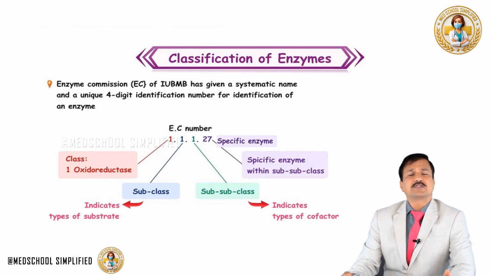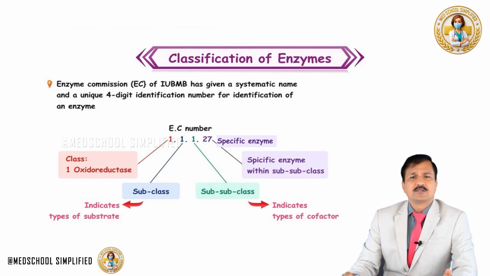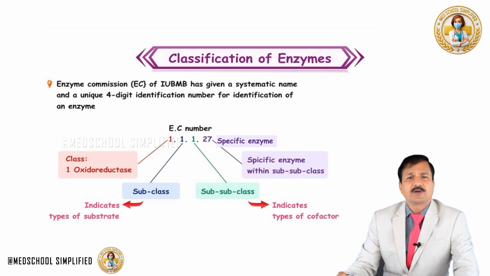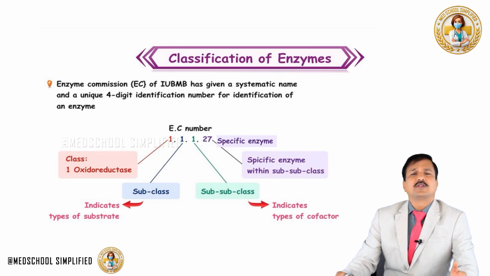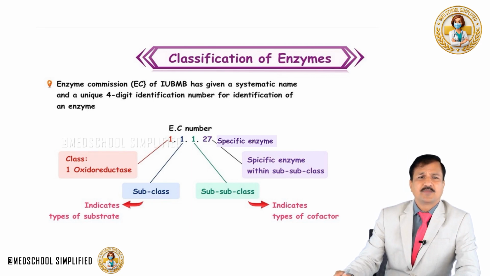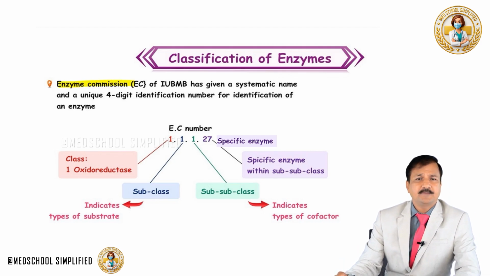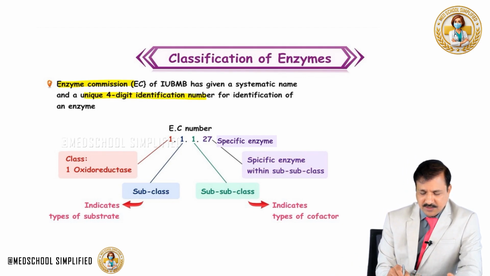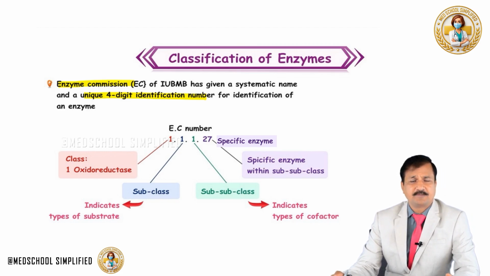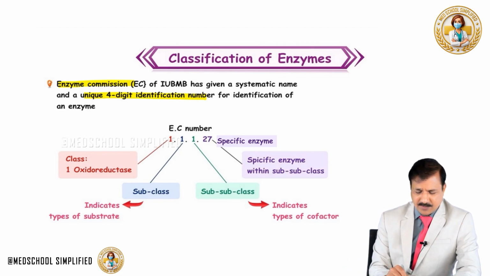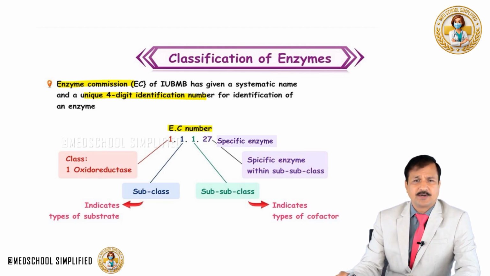Now let's look at the classification of enzymes. Since we have hundreds and hundreds of enzymes in our metabolic pathways, there is a systematic way to classify these enzymes. This classification is done by the Enzyme Commission of IUBMB, which has given a systematic name, a unique 4-digit identification number for every enzyme. Now how is this 4-digit identification number given? It is referred to as the EC number, EC for Enzyme Commission number.